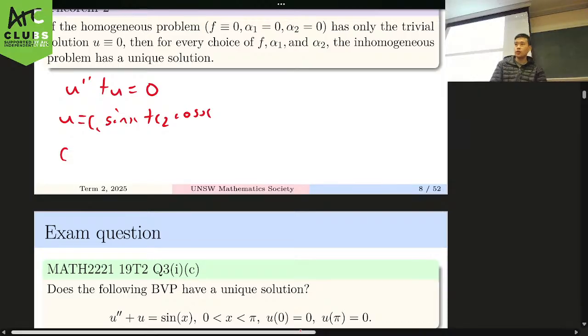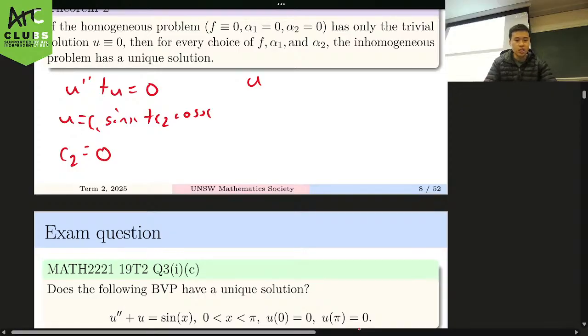So when x is 0, then the sine will go away. But then cos 0, that'll be 1. So we're left with c2. And what's that equal to? Well, here, it's apparently equal to 0. Similarly, we're going to sub in pi. So when you sub in pi for x, sine again is going to be 0. But then c2 will just be negative c2. But we already don't care about this because c2 is 0 anyway.